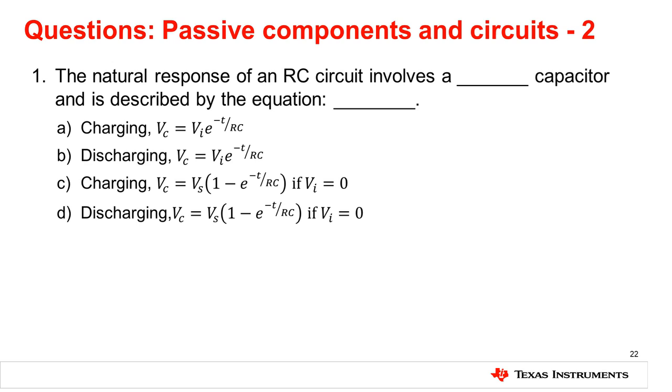Question 1, fill in the blank. The natural response of an RC circuit involves a blank capacitor and is described by the equation blank. The correct answer is B. The natural response of an RC circuit refers to its ability to discharge and is described by the equation V sub C equals V sub I times e to the minus t over RC.